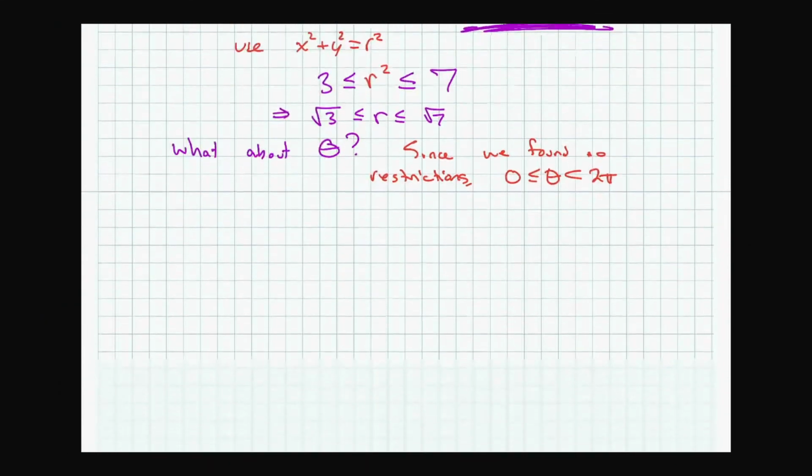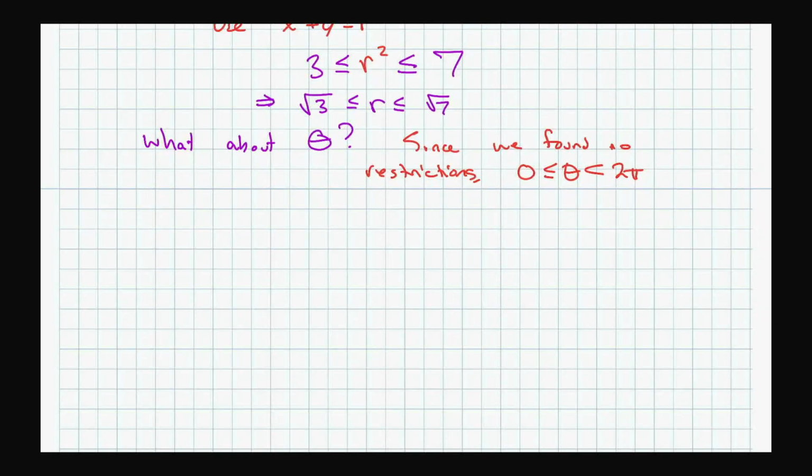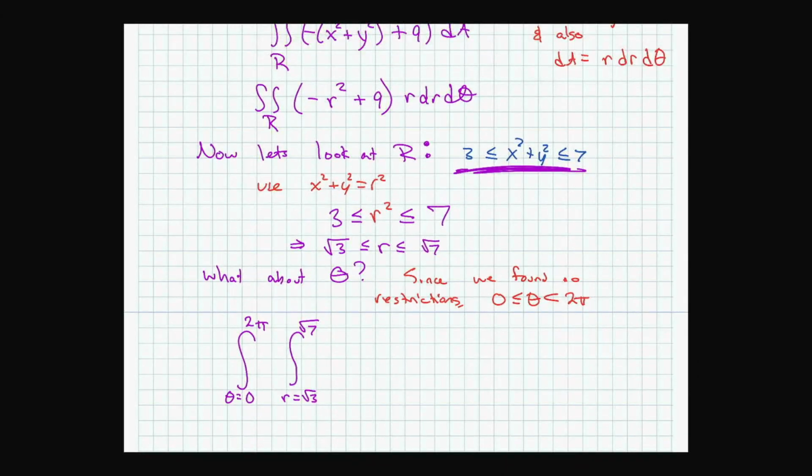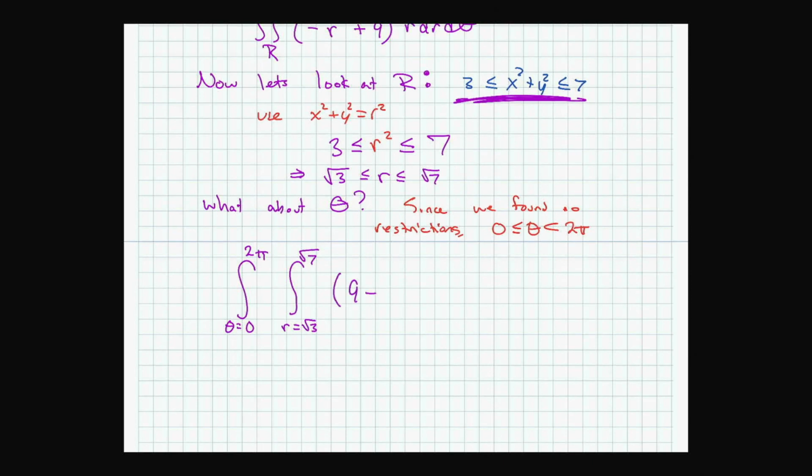Okay, so what's our integral look like then? r is going to go from square root 3 to square root 7. Theta is going to go 0 to 2 pi. Our integrand is right here. You can multiply that r in if you want. It doesn't really matter at this point. 9 minus r squared, r dr d theta. If you want to, you can distribute if you want.